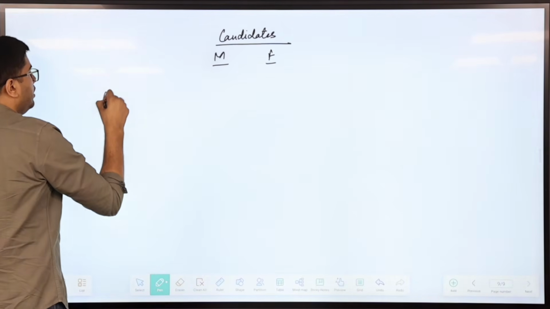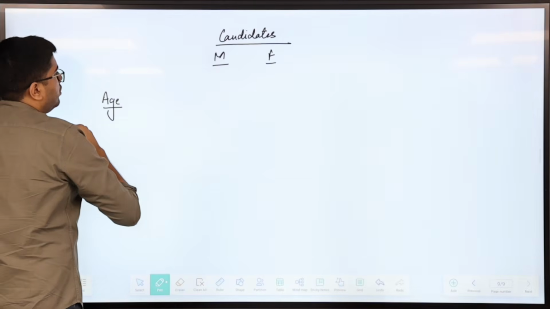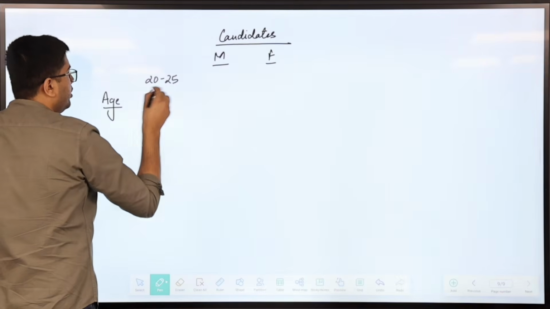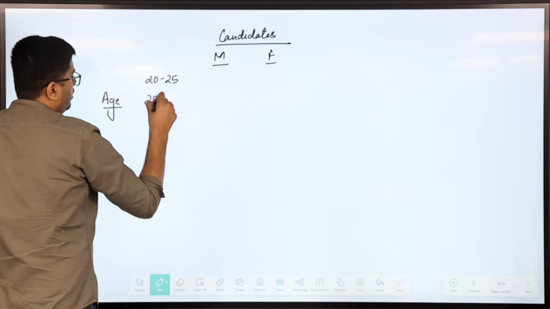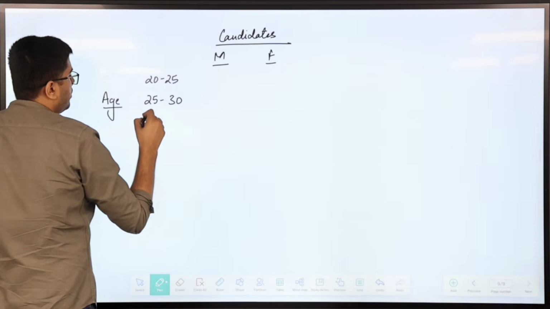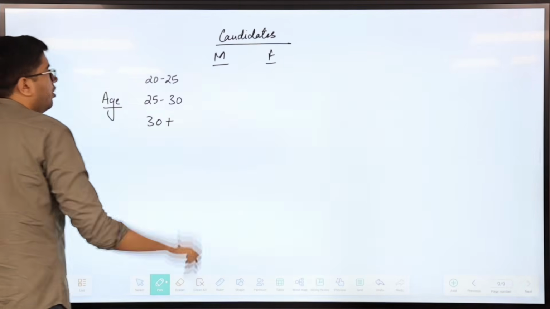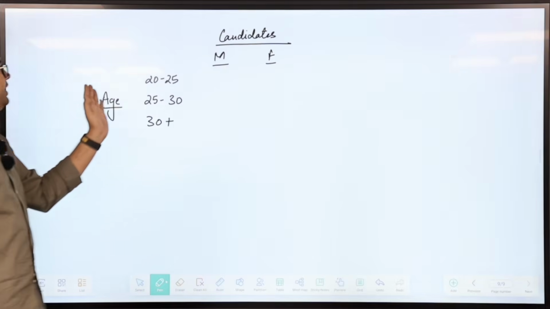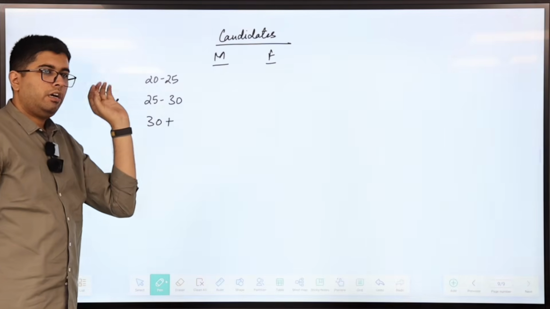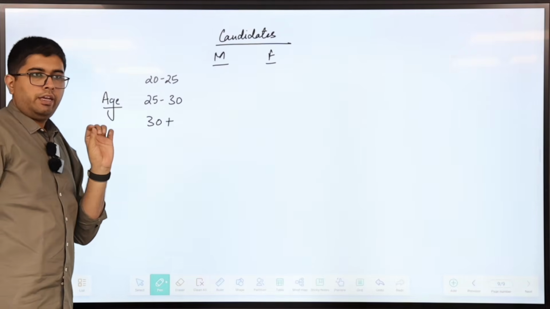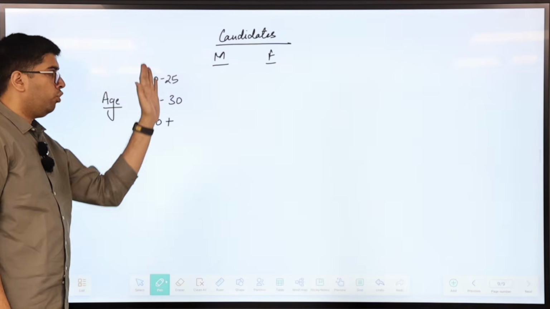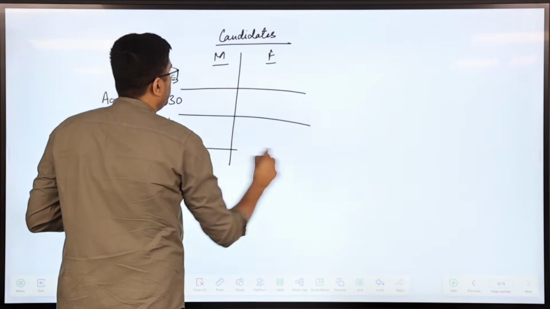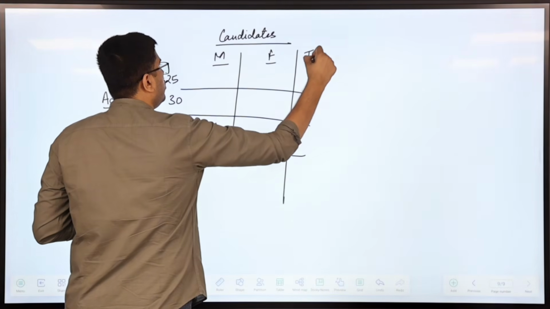And we have classification as per age also. So those who are in the age bracket 20 to 25, 25 to 30, and 30 or above. So the idea of a contingency table is I'm basically representing my data across classifications. For a moment, don't view it as a table. View it like a graph. So you would have totals on either side.